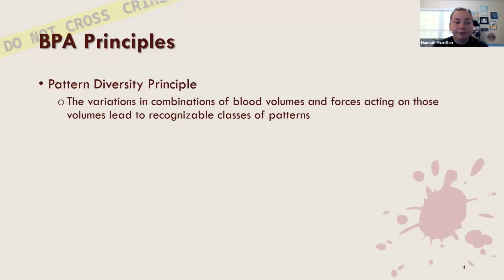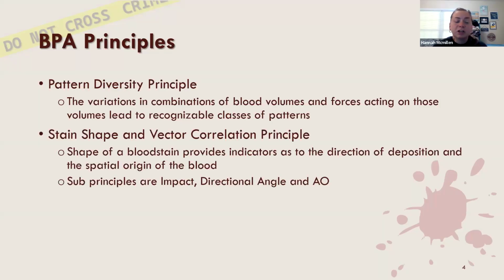So then the stain shape and vector correlation principle states that the shape of a blood stain provides indicators as to the direction of deposition and the spatial origin of the blood. Sub-principles within that are impact, directional angle, and area of origin. So essentially, based off of the stain shape, we are able to then identify or determine where that blood stain originated from.